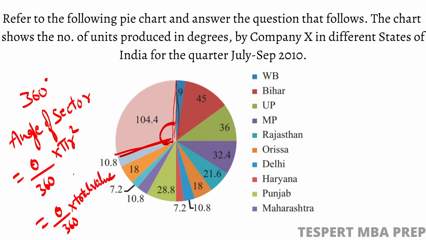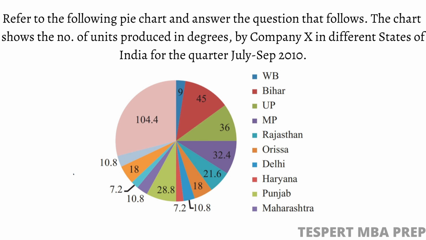So where theta is the angle. So in order to calculate the value of any sector, whether it's big or small, we can use these values, right? So let's solve this question now. So refer to the following pie chart and answer the questions that follow. The chart shows the number of units produced in degrees by company X of India for the quarter July to September 2010. This came in IIFT of previous years, I think IIFT 2010.